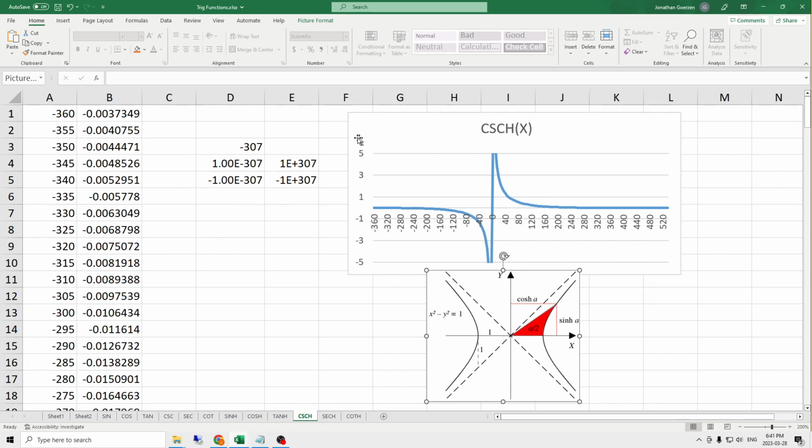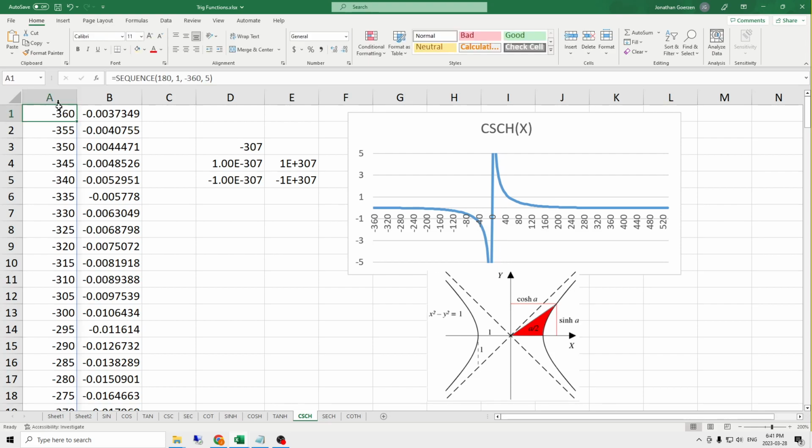The cosecant function expects an argument assumed to be in radians and outputs the hyperbolic cosecant. I've generated some values in degrees because I think in degrees, and then in column B converted to radians and calculated the hyperbolic cosecant of those numbers. And we can see all the outputs that I've already described.